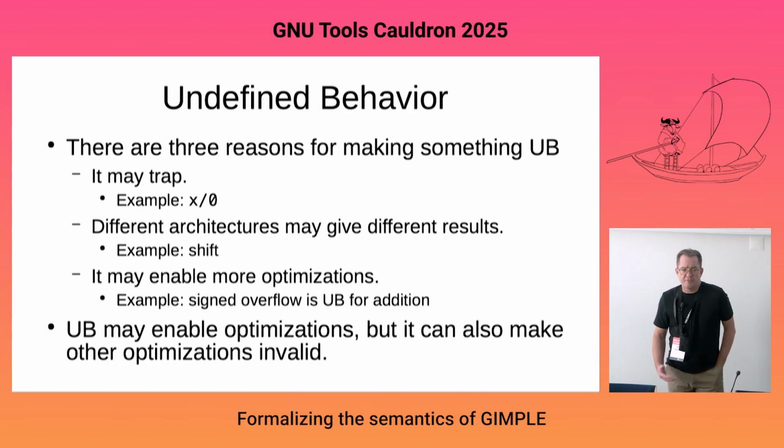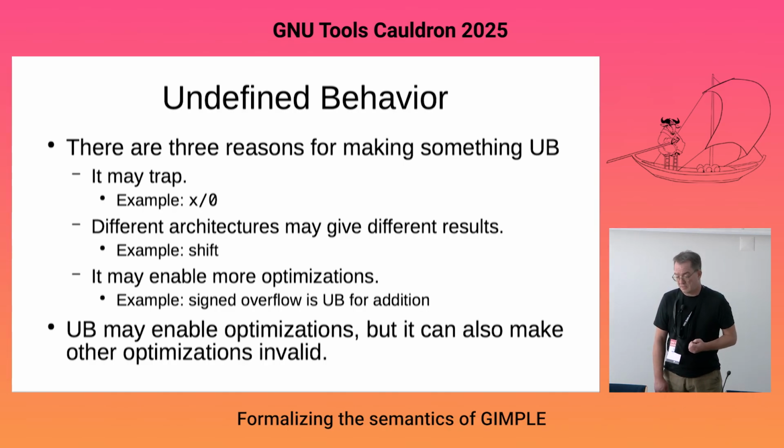When we talk about undefined behavior, there are essentially three reasons why you want to have undefined behavior in the IR. First, you may have operations that do not really work, so they might trap and so on, division by 0, for example. Second, different architectures may give different results for the natural instructions. Shift is a typical case for that.